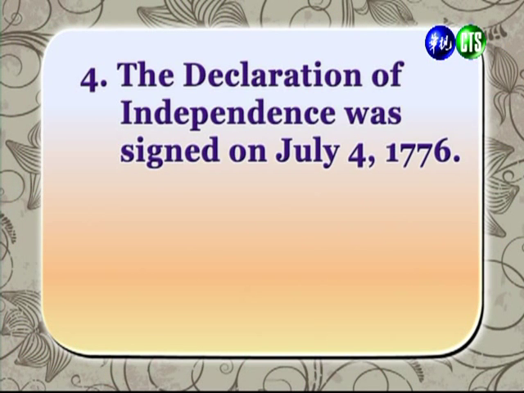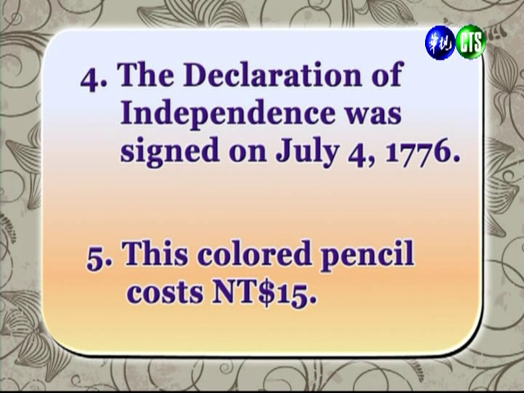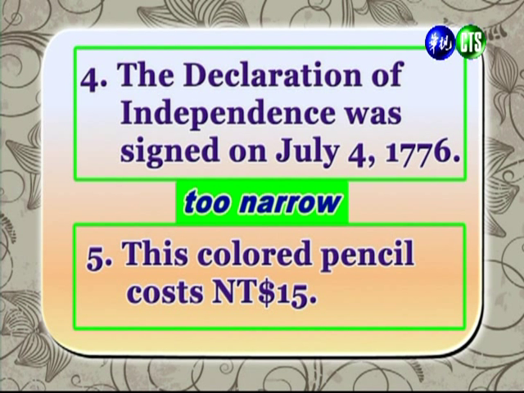Our first one says, "The Declaration of Independence was signed on July 4th, 1776." 好，我们可以看到这里的例句第一个呢，它讲到的是美国的独立宣言是在1776年的7月4号所签订的。All right, and there's a second sentence. This colored pencil cost 15 NT dollars. 好，接下来的一个例句呢，写到的是这一支彩色铅笔价值15元。Right, now, these two sentences state very specific facts with no opinions about those facts. And so once these facts are stated, there's no room to expand on the ideas in the sentence.